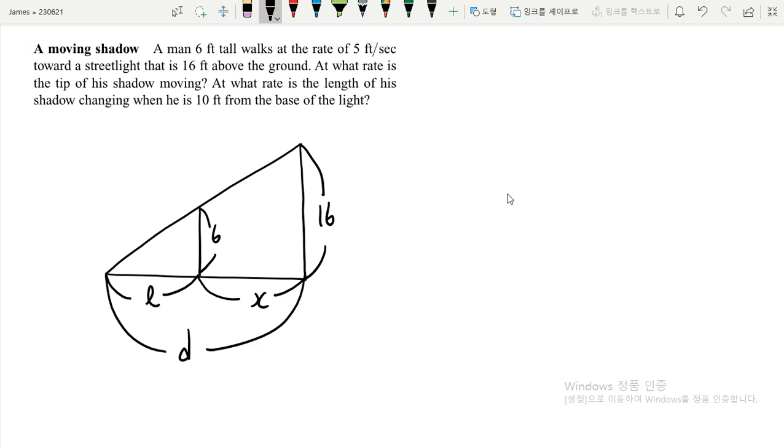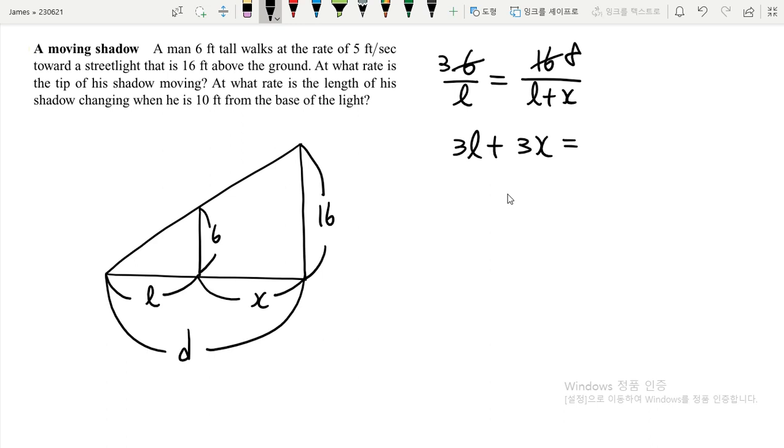Because these two triangles are similar, we can make a proportion. 6 over L is equal to 16 over L plus x. If we do cross multiplication, this means L, the length of the shadow, is 3/5 of the distance between the man and the light.